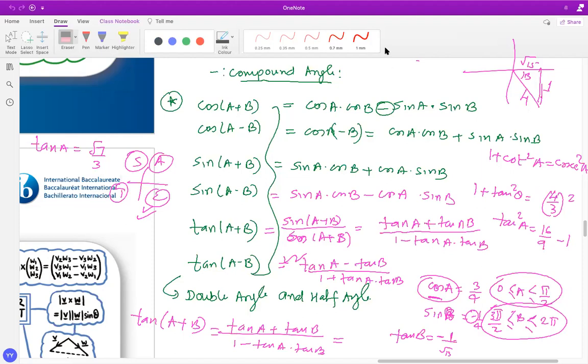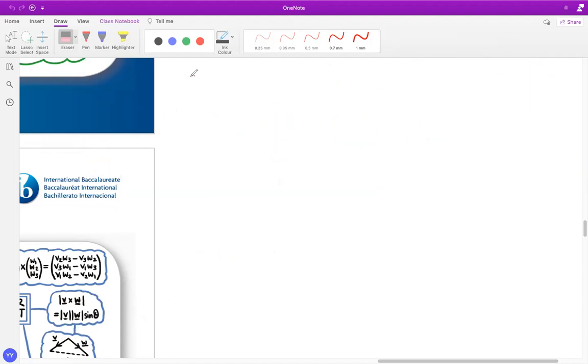The second type of question that is asked is around the double angle and the half angle. So let's first go over the double angle. If I write down the first formulas, cos(A + B) is cos A cos B minus sine A sine B. The second one, sine(A + B), is sine A cos B plus cos A sine B.